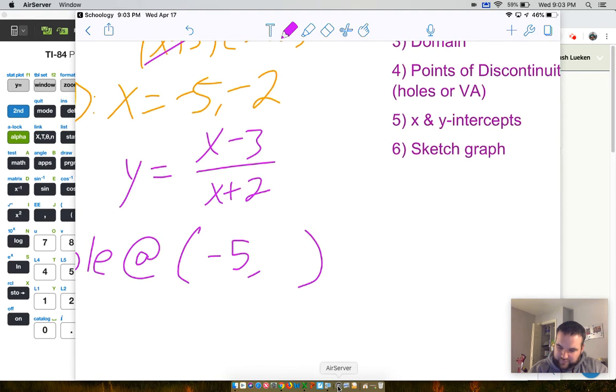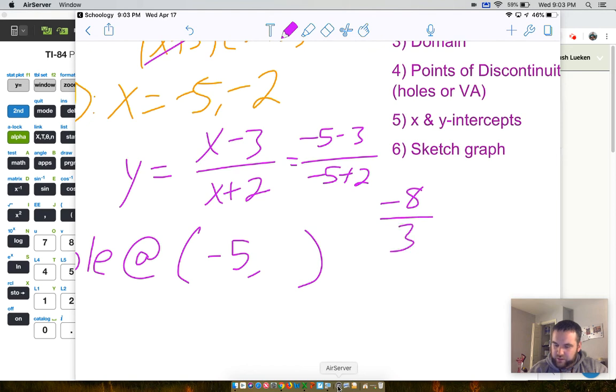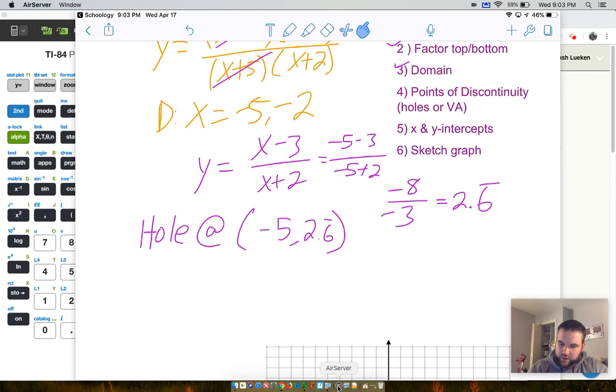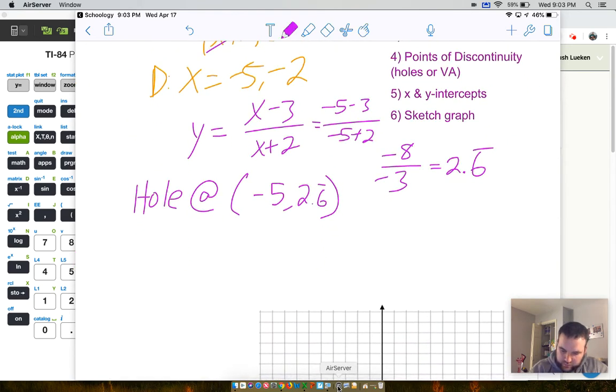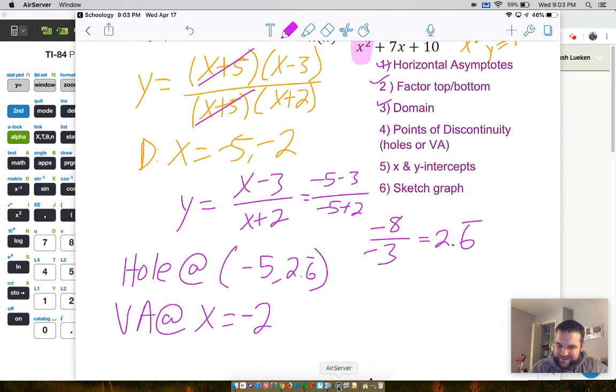I'm going to plug in negative 5 for both x's: negative 5 minus 3 over negative 5 plus 2. That ends up being negative 8 over negative 3, which is about 2.6 repeating. Okay, so I'm going to say about 2.6 repeating is my hole in the graph. I know I have a vertical asymptote at x equals negative 2 because that one was not removable. I couldn't cancel it out.